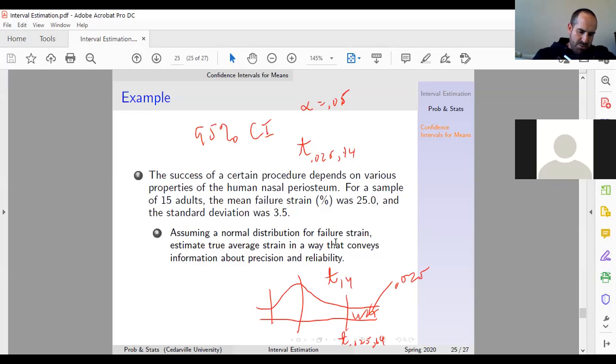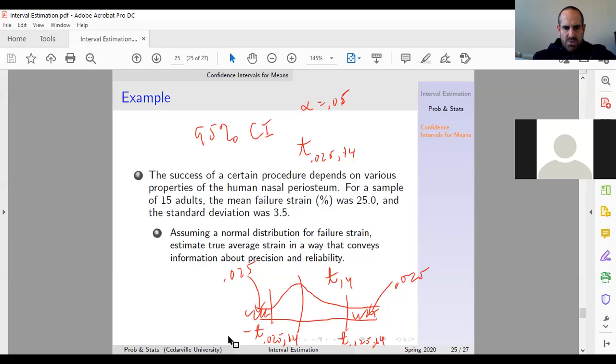Right, and then I would have 2.5% down here as well. So this is negative T sub 0.025, 14. Okay. This is 0.025 down here. How can I get this little T value? How can I get it?